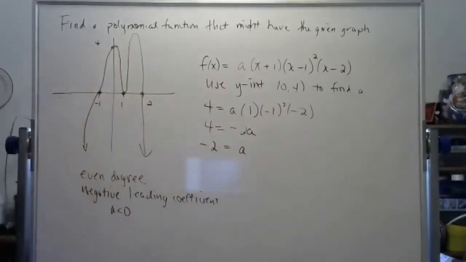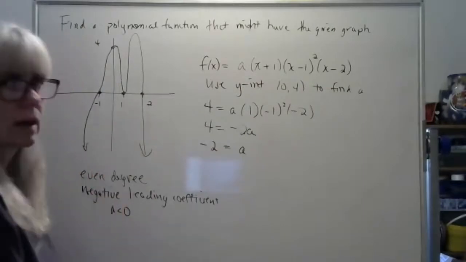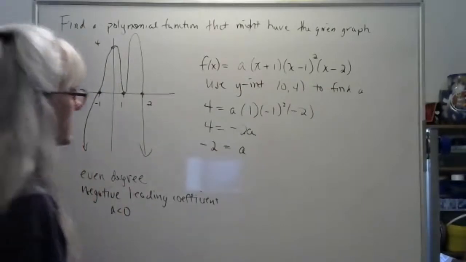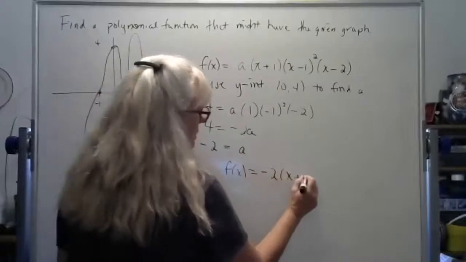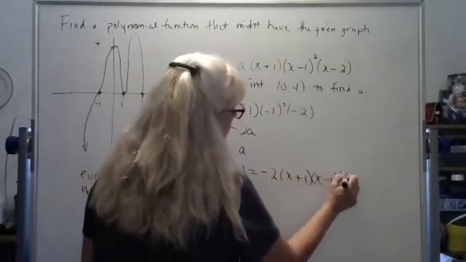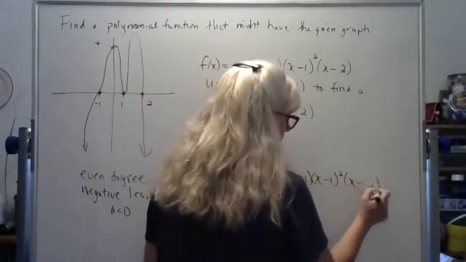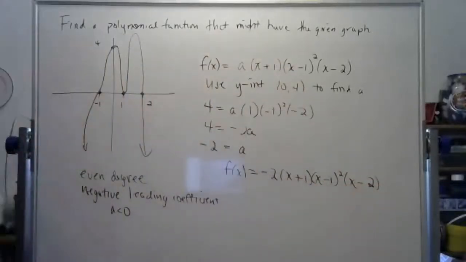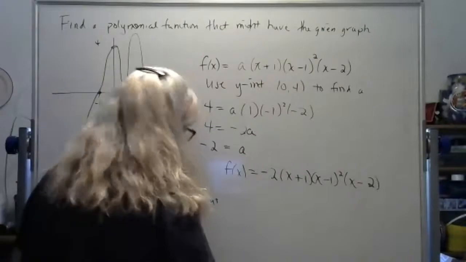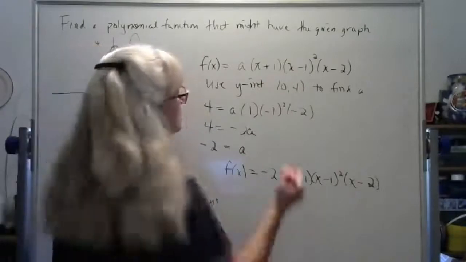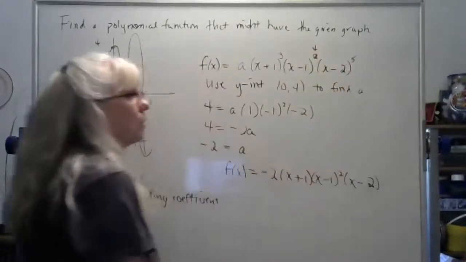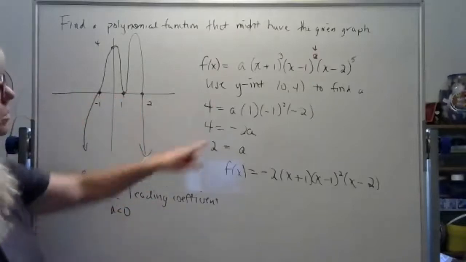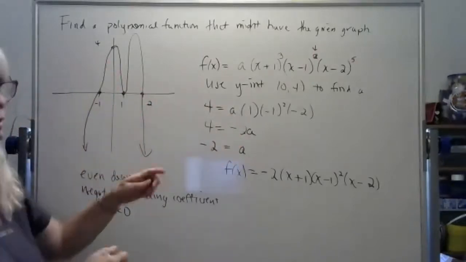You can get a fraction. Both of my examples are whole numbers, but it's okay if you end up with a fraction, so be careful. Okay, so that means my polynomial is f of x is equal to a negative 2 times x plus 1 times x minus 1 squared times x minus 2. And there's one polynomial function that might have that graph. And again, other possibilities exist. You could come in and change those exponents to other odds and evens. So in other words, you could give this guy a 3, you could make this a 4, and you could make that a 5. It would still have the same basic characteristics, but that A is going to get really adjusted to force the y-intercept where it needs to be.